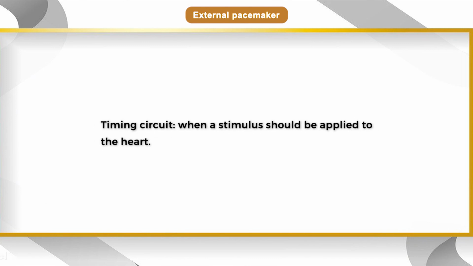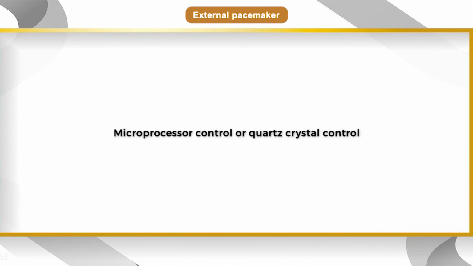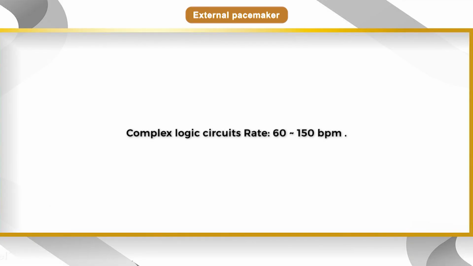Timing circuit decides when a stimulus should be applied to the heart. Microprocessor control, with a quartz crystal used for giving the pulse to the microprocessor. Complex logic circuits are used. The rate of these external pacemakers is 60 to 150 beats per minute.